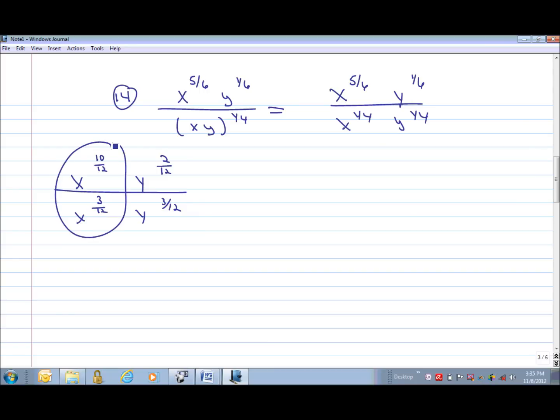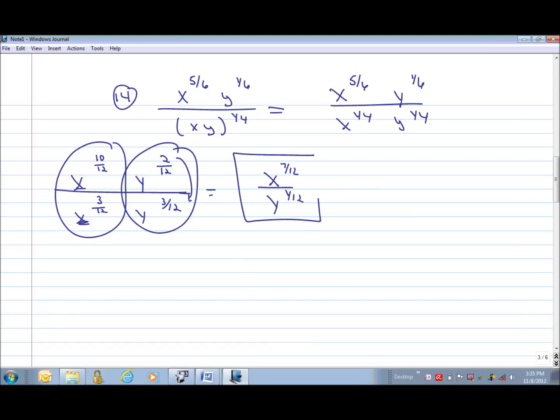So we're going to do our x's because they have the same base, and we'll do the y's with the same base. And since we're dividing, we will subtract exponents. We're going to take the smaller exponent from the larger. So in the x case, we would take 3 from 10. That would be 7. So we would have x to the 7 over 12. And in the second case, we would take the exponent from the bottom. So it puts y at the bottom, 1 over 12. And I think we can just leave it just like that.